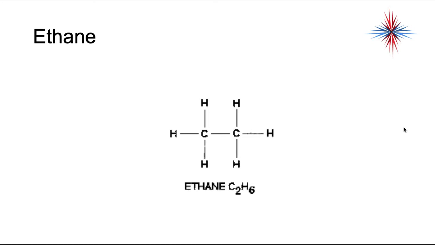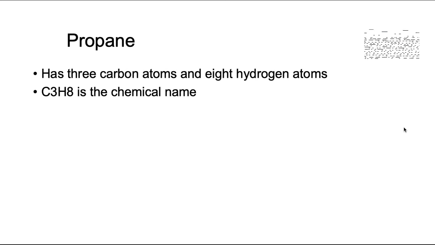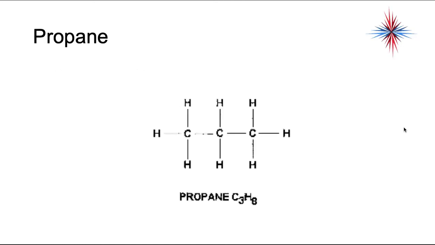So ethane has this appearance. It's 2 carbon atoms and 6 hydrogen atoms. C2H6. Propane is the next one we're going to worry about. Propane has 3 carbon atoms and 8 hydrogen atoms. C3H8 is the chemical name. And that's how propane looks. Okay, 3 carbon atoms, 8 hydrogen atoms.